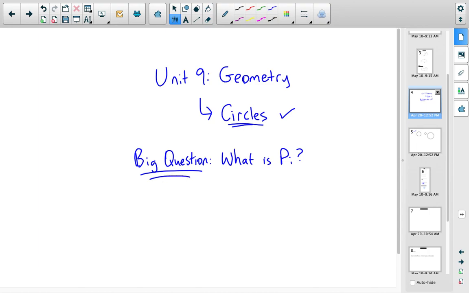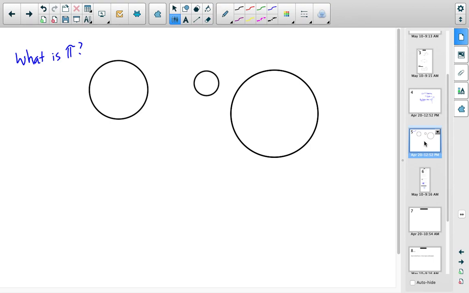and you might be wondering, how do we get this term pi? Like it looks like that. It's a Greek letter. It looks like that. What is that? What does that represent? So let's start there. Okay, I've drawn three circles, and they're all different sizes.